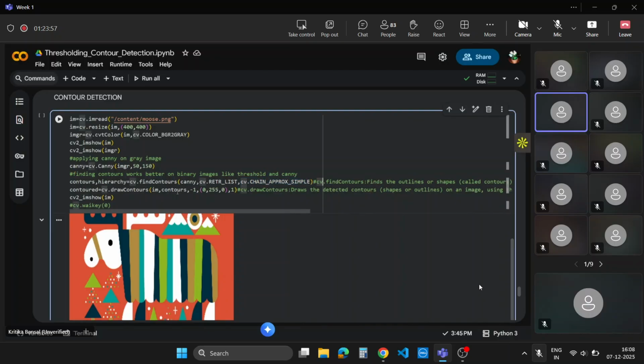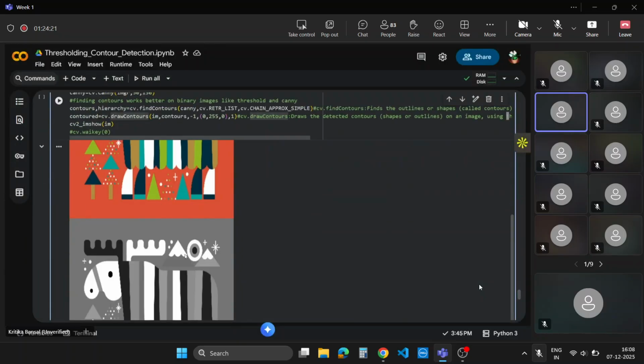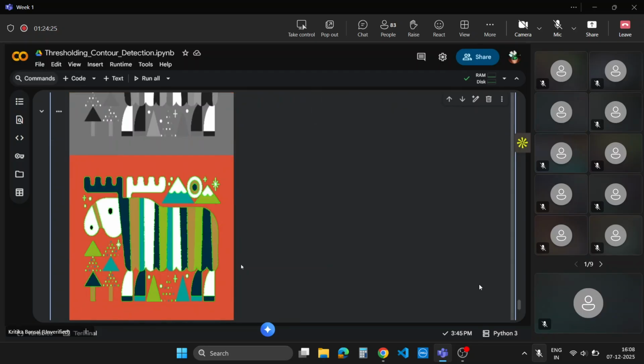This function will return the contours, and if you want to view the contours, you will use the cv dot drawContours function. This will draw them on the image that you want to view them on. So let's see. First you converted it to grayscale. This is the contours that you get.